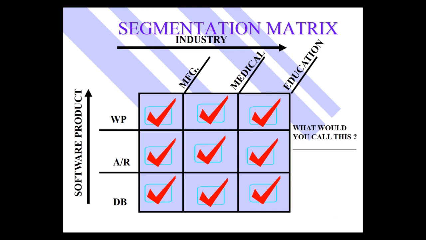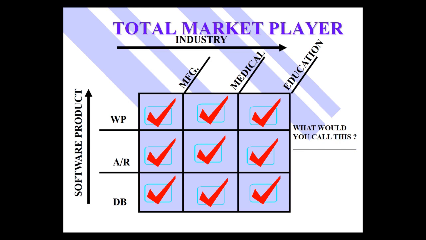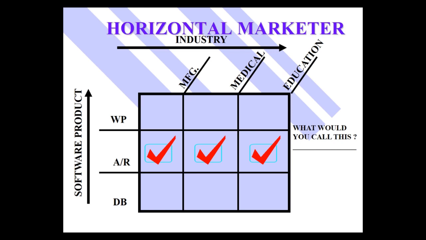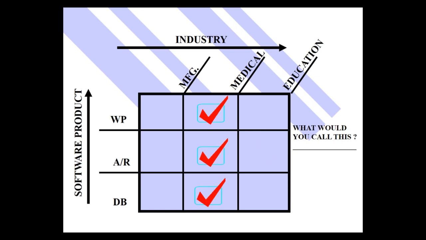When you've got a marketing profile like this, you are a so-called total market player. You're going after everyone. Now, if you focus on a particular type of product, in this case, I'm just going after accounts receivable, but across all industries, this is generally referred to as a horizontal marketer, where you're focusing on product, across the industries. On the other hand, if you were to focus on a particular industry, healthcare is unique. So we're going to be the software company for healthcare, but we'll make all kinds of different software for healthcare, word processing software, accounting software, database software. This is generally referred to as a vertical marketer.